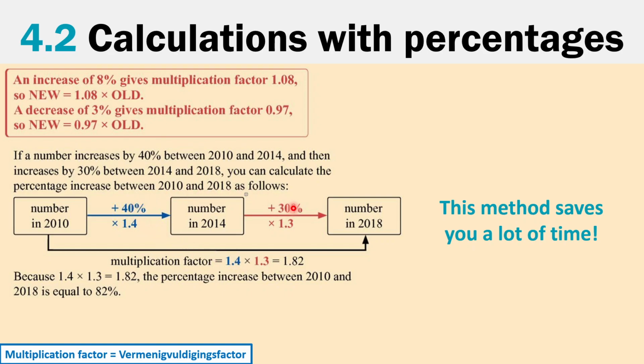And now this is already quicker if you have 2 increases, but let's just say you have 10 increases in a row. Yeah, you don't want to do all the intermediate steps, right? You just want to calculate all the multiplication factors and just do times and times and times and times and times. And then you will have your answer in just a matter of minutes instead of a matter of hours.